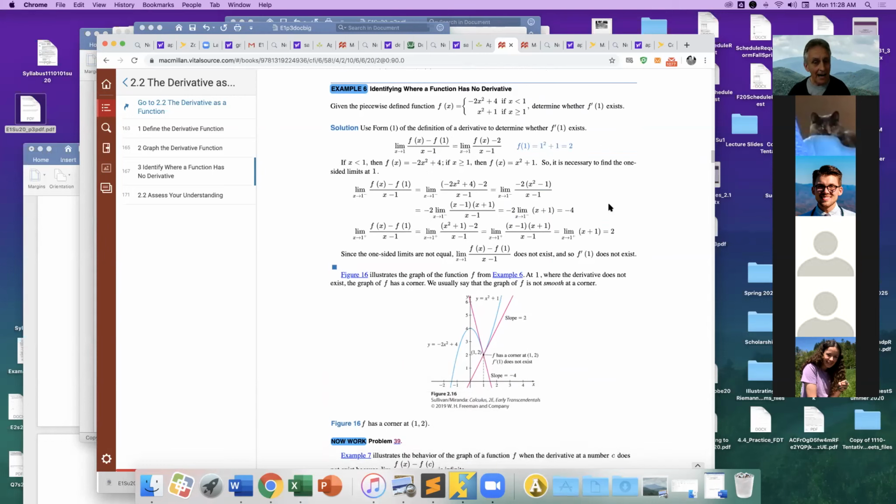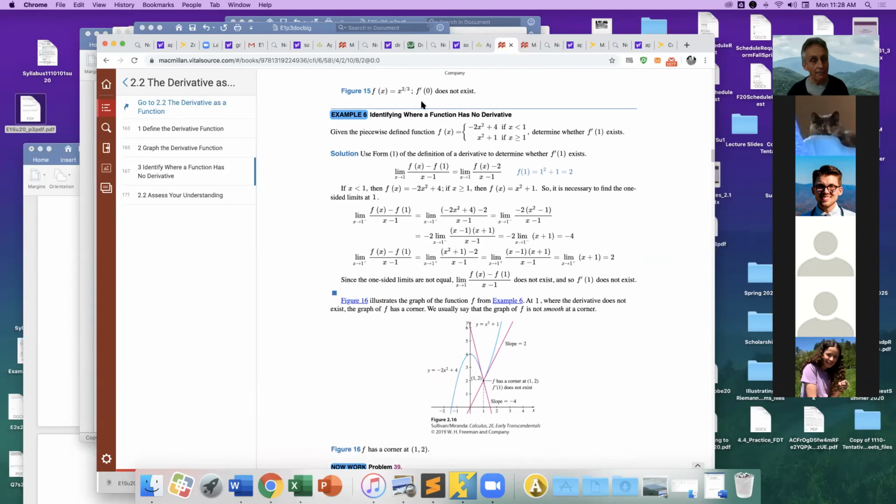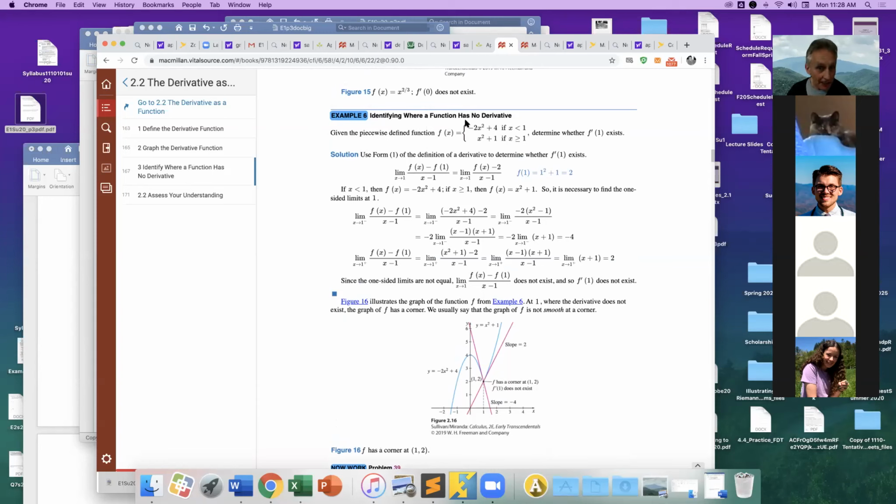So, not having a derivative. Notice this piecewise defined function: you have to determine whether the derivative at 1 exists. You can see on the graph, if you plug 1 in here, you get -2 plus 4, which is 2. And if you plug 1 in here, you get 2. So it's continuous. There is a point there, okay?